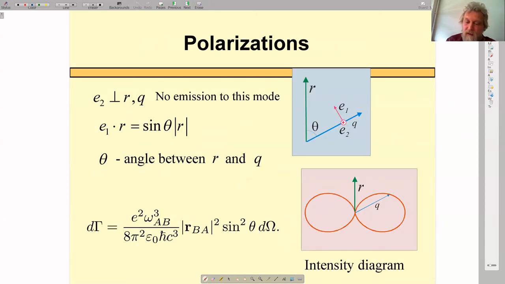Polarizations. Let us see what would be convenient coordinate system to put all these three-dimensional vectors to. Let me have a vector in the direction of dipole moment. Right. Then for any direction of photon vector, we can introduce two polarization directions in the following way. One polarization is perpendicular to both vectors, and there is no emission to this mode.